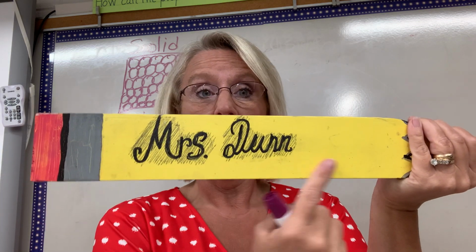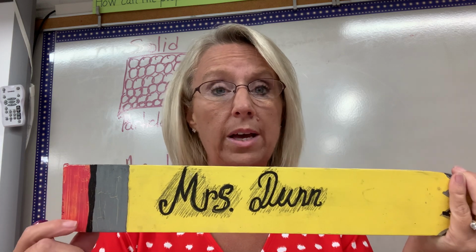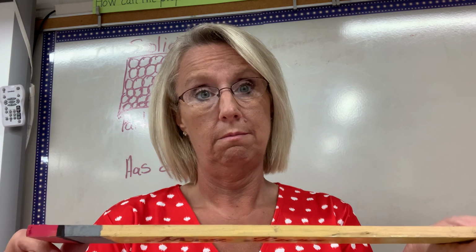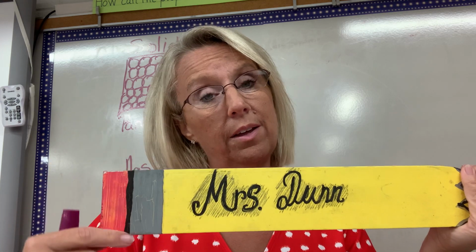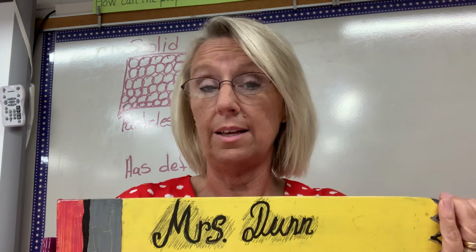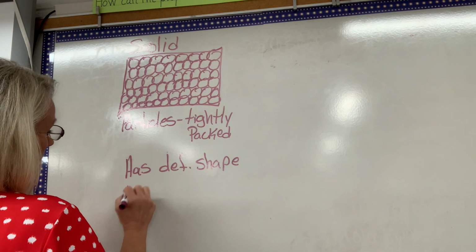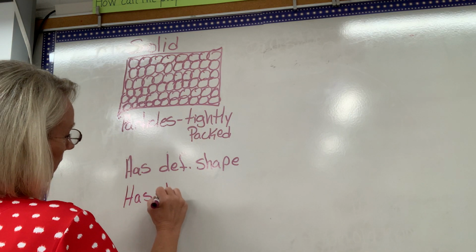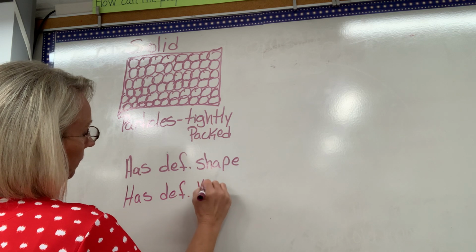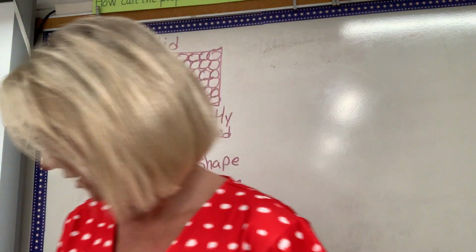So could I measure the length? Could I measure the width? Could I measure the height? I could. If I can do those things, then it does have a definite volume. So I'm going to say has. Now, that is solid out of the way.